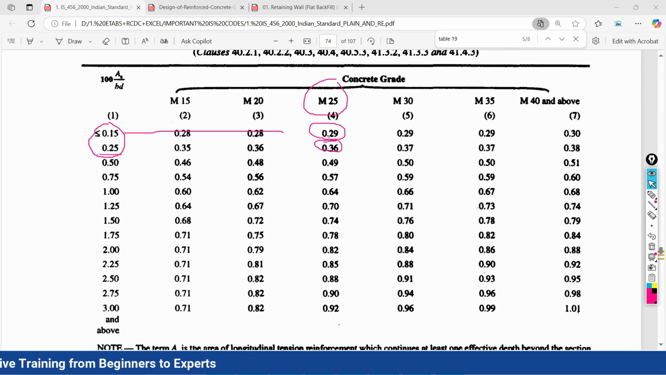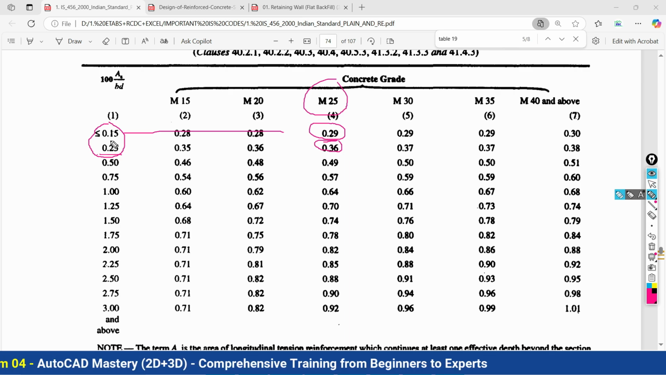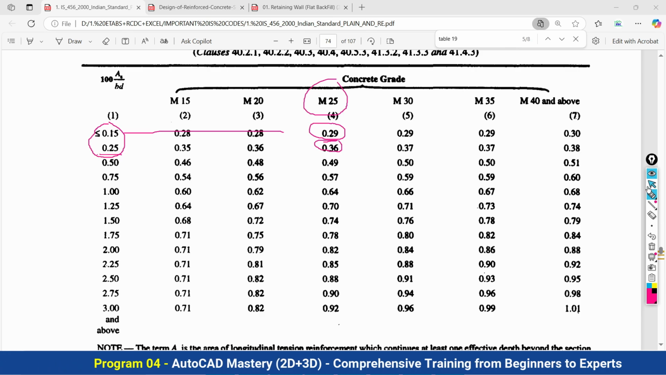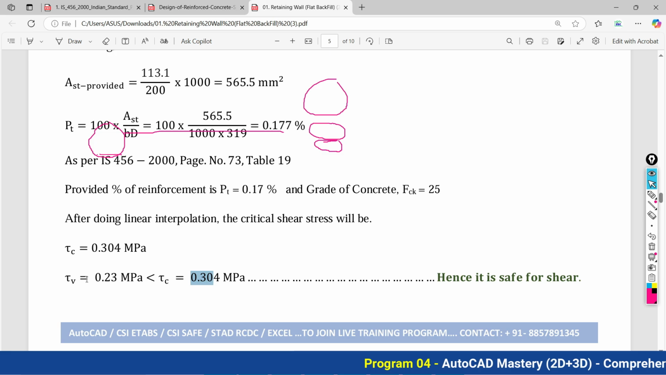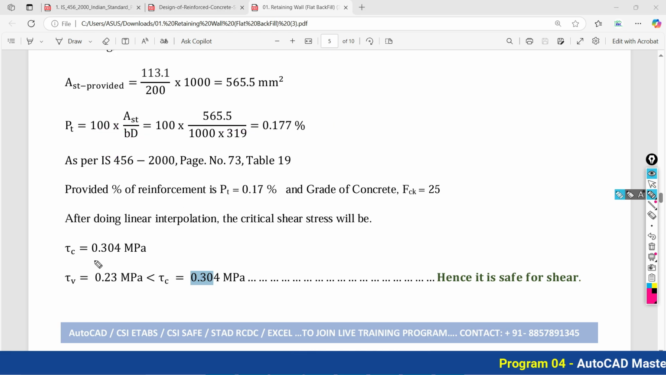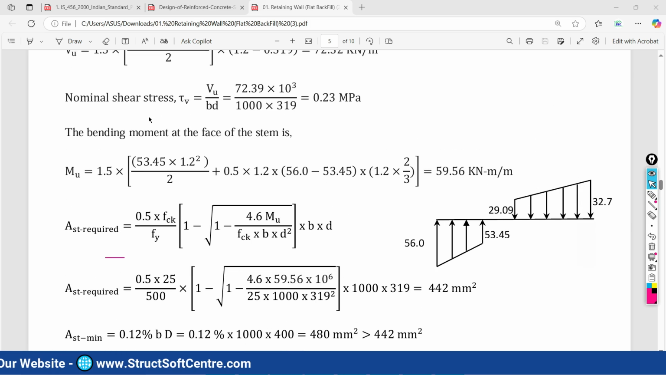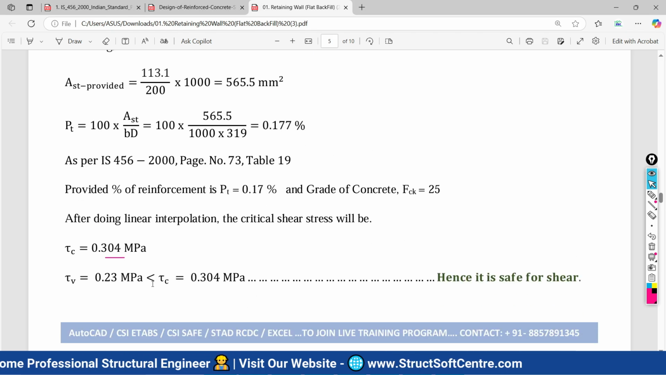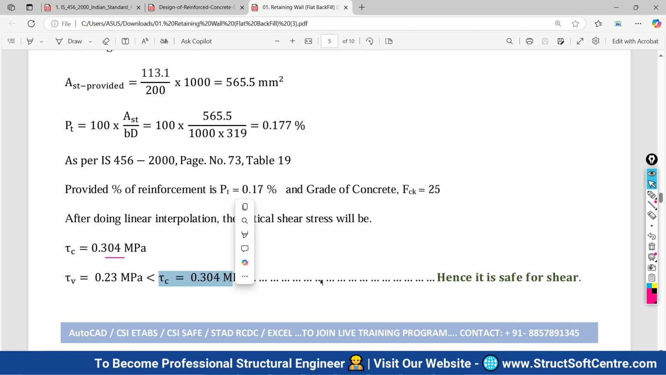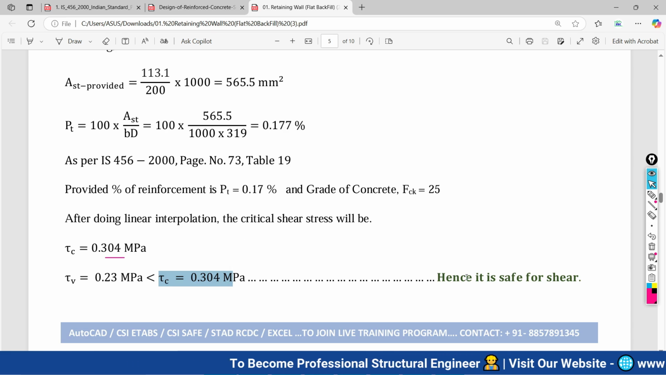Now in between, our value is what? 0.177. So for this we need to do the linear interpolation, and after doing this linear interpolation you will come to know what is the critical capacity. So after the linear interpolation we are getting the critical capacity 0.304, and your nominal shear is what? Nominal shear is 0.23. So 0.23 is less than your critical capacity, hence it is safe for shear.